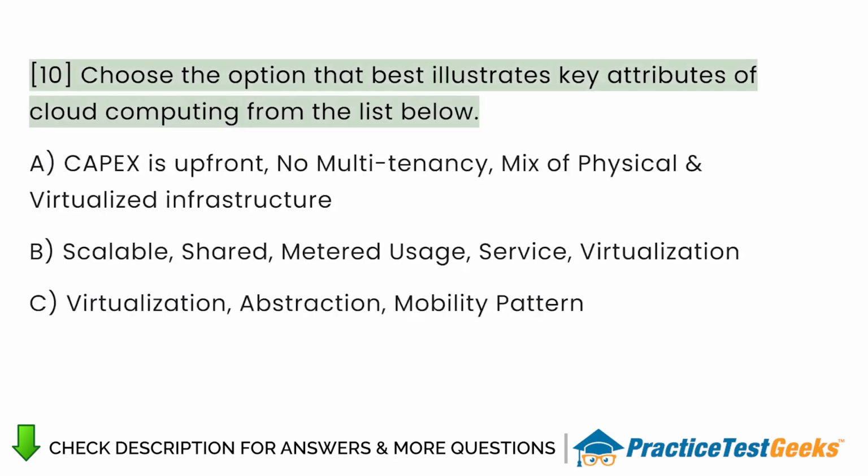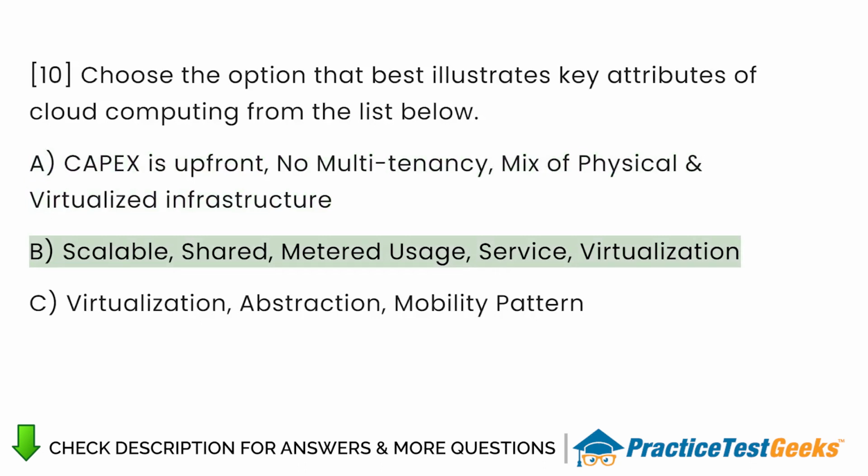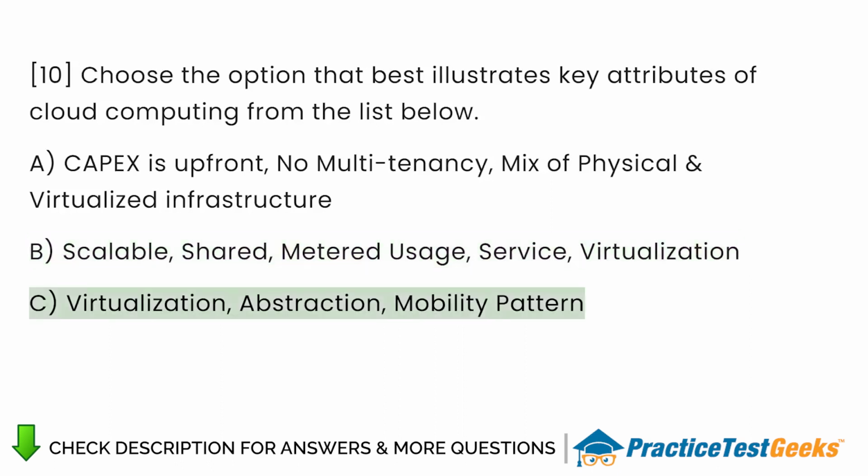Choose the option that best illustrates key attributes of cloud computing from the list below. A. CAPEX is upfront, no multi-tenancy, mix of physical and virtualized infrastructure. B. Scalable, shared, metered usage, service, virtualization. C. Virtualization, abstraction, mobility pattern.